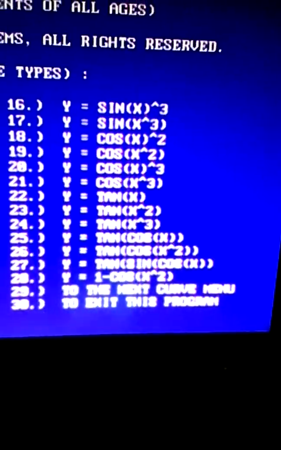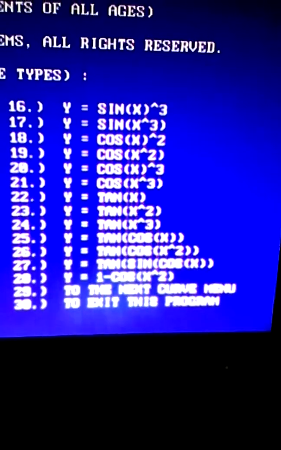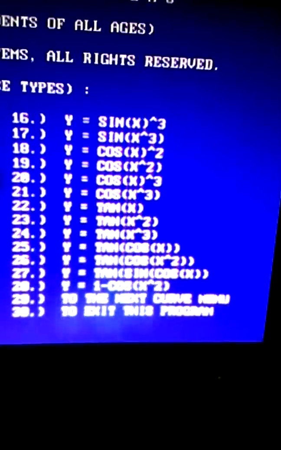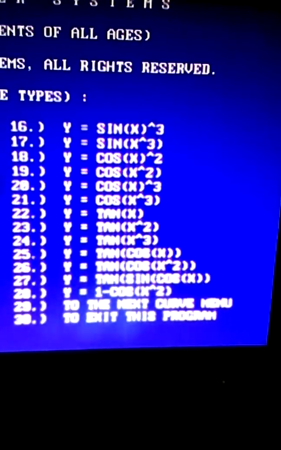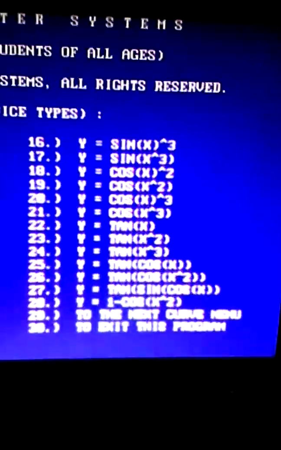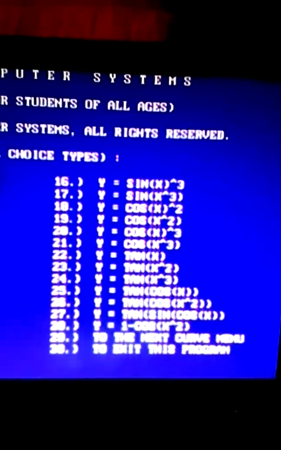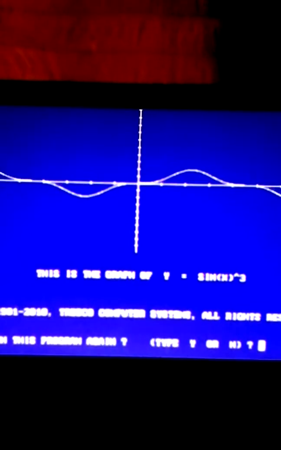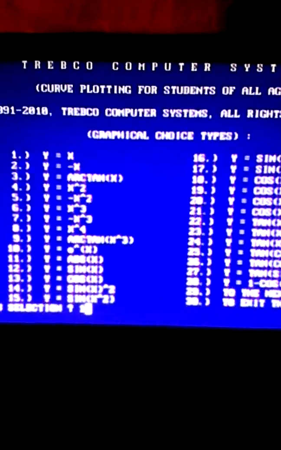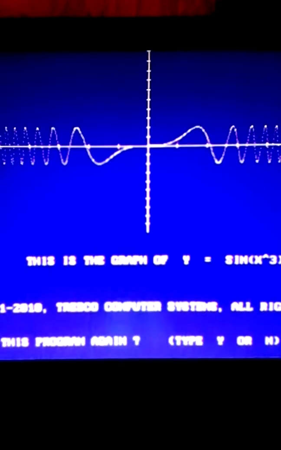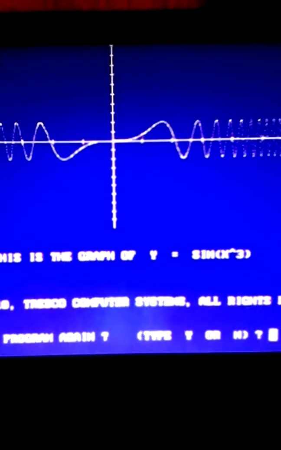Okay, well now we're going to go back to y is equal to the sine of x, quantity cubed. Is that the same as y is equal to the sine of x cubed? Go number 16 first again. Y is equal to the sine of x cubed versus number 17. Y is equal to the sine of x cubed.